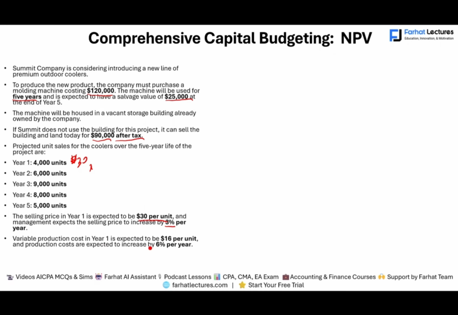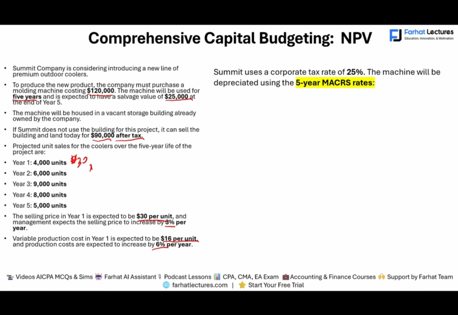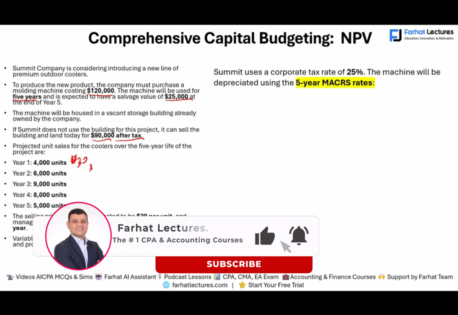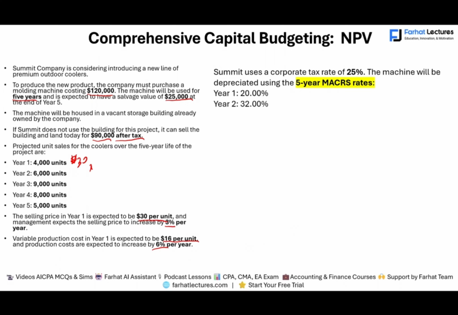Variable production cost in year 1 is expected to be $16 per unit, and production cost is expected to increase at a 6% per year rate. So it starts at $16 variable, then it will increase 6% per year. Summit uses a corporate tax rate of 25%, and the machine will be depreciated using a 5-year MACRS rate, and these are the rates: 20% depreciated in year 1, 32% in year 2, 19.2% in year 3, 11.52% in year 4, and 11.52% in year 5, and that's the MACRS depreciation.